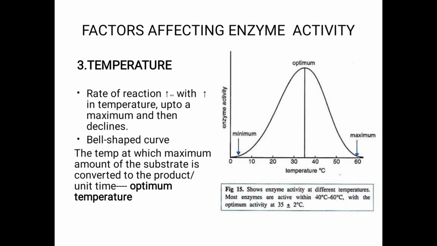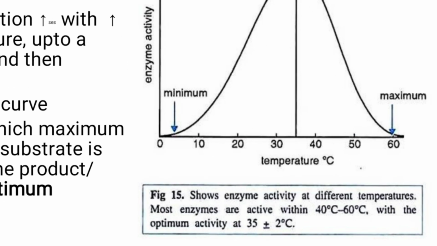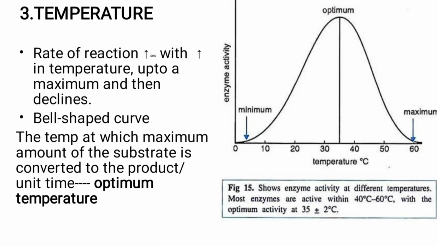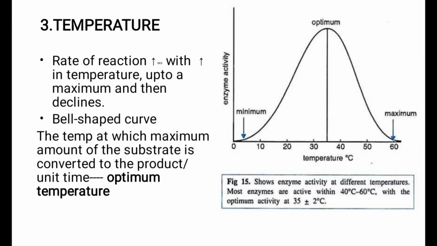So the next factor affecting enzyme activity is temperature. No need to see much here. You will get a curve for temperature. Rate of reaction increases with increase in temperature up to a maximum, then it declines. Each enzyme has its own optimum temperature. The temperature at which the maximum amount of substrate is converted to product per unit time is called the optimum temperature. So you get a bell shaped curve here.